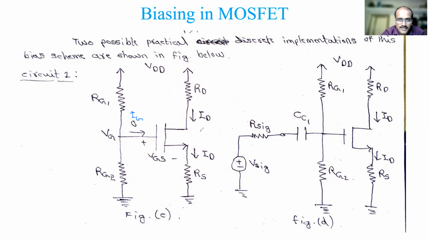And here RD and RS are there, and the same current ID will be shown on both sides. Okay, and this is the voltage divider circuit, RG1, RG2 is shown, and this is the VDD. Okay, and there we used to write VCC, here we write VDD. Okay, so this is the DC biasing circuit.